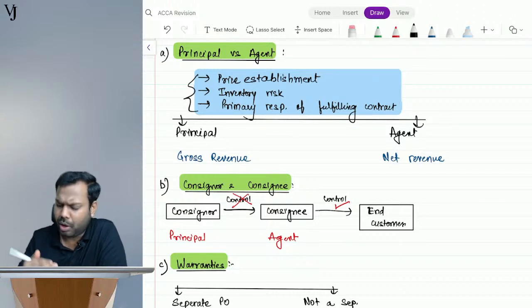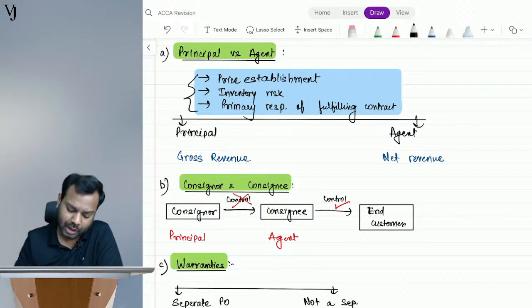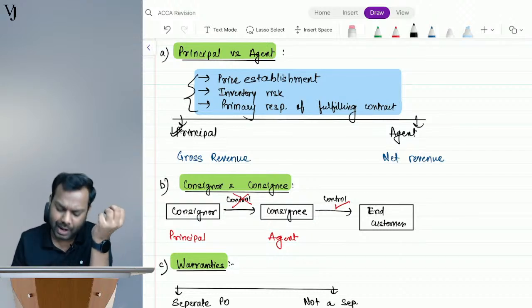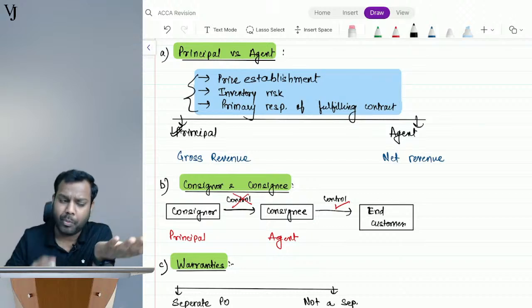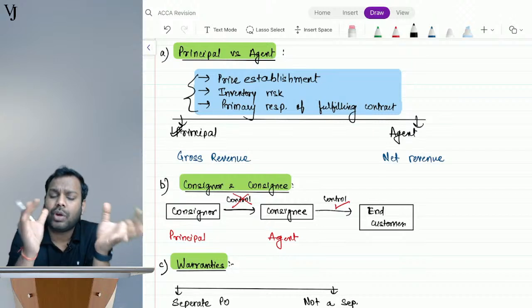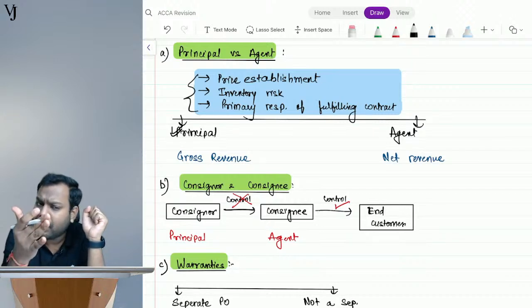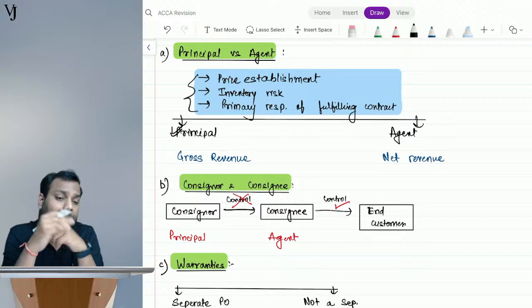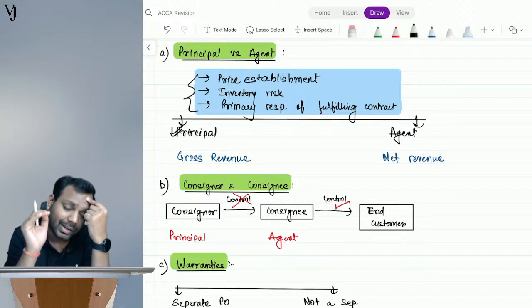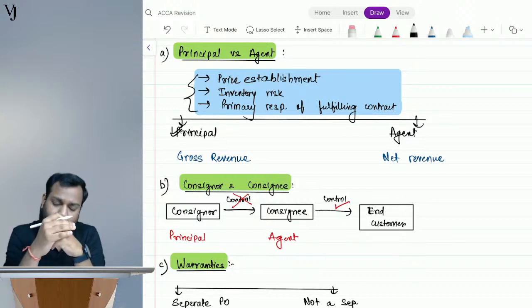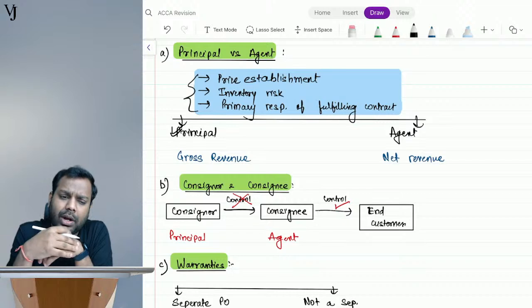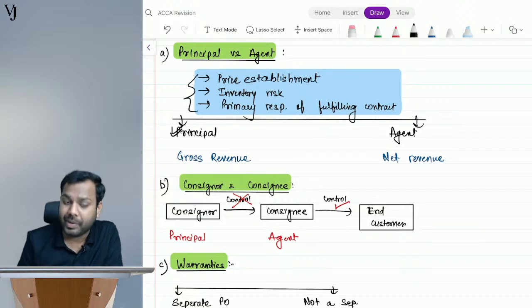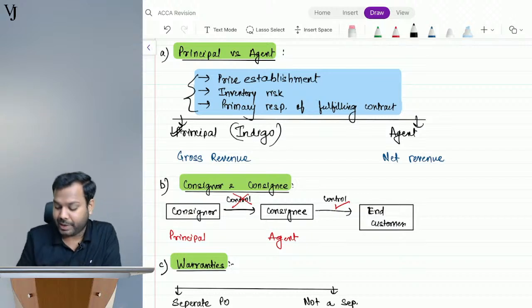If these three conditions are in favor of a party, he is the principal. Let's suppose Indigo can establish the price. Indigo bears the inventory risk. Let's suppose the flight is not fully booked. Will Make My Trip pay for the rest? No, Make My Trip will not pay for the rest. So the inventory risk is borne by Indigo. Now, who has the responsibility of fulfilling the contract? It's Indigo, not Make My Trip. So it's Indigo who is the principal, and it's Make My Trip who is the agent.